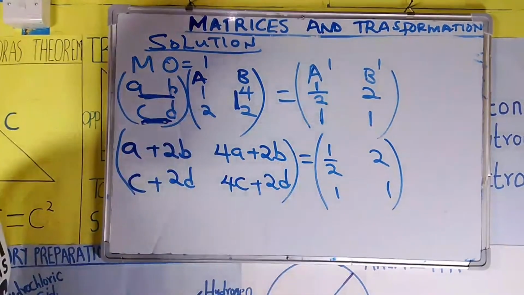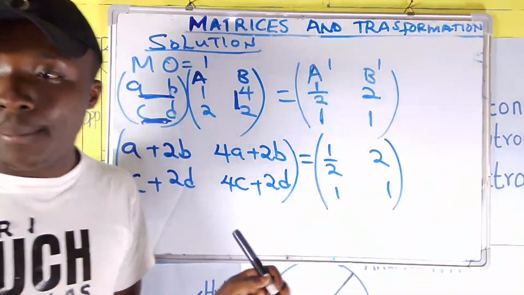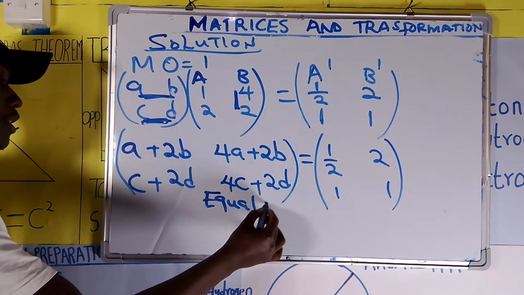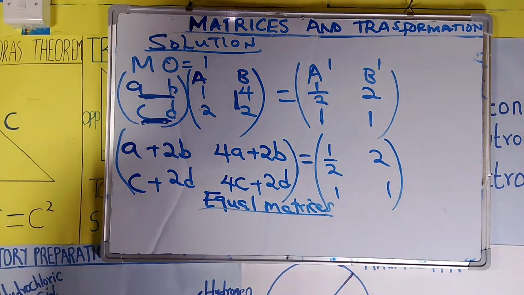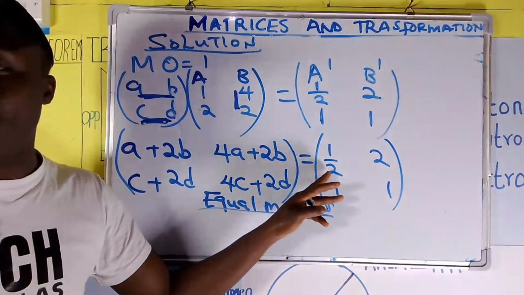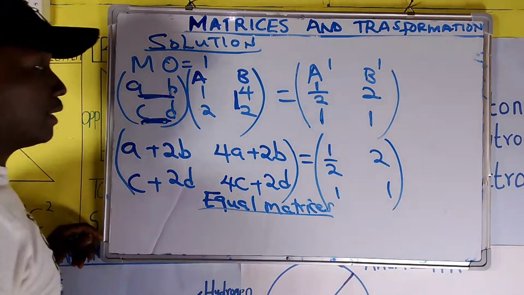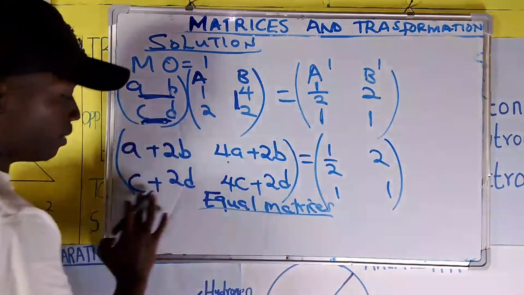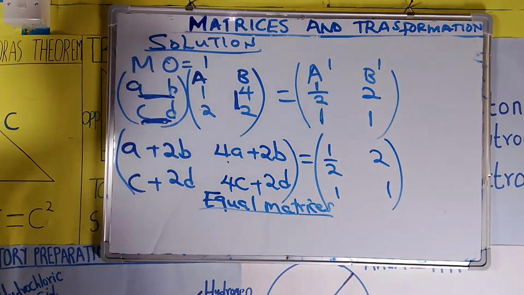So when we arrive at this point, this is when we apply the concept of what we call equal matrices. By equal matrices, we mean every element is equal to its corresponding element. So this first one is equal to this, this second one is equal to this, this third is equal to this, and this goes with that. So we start with the first one.